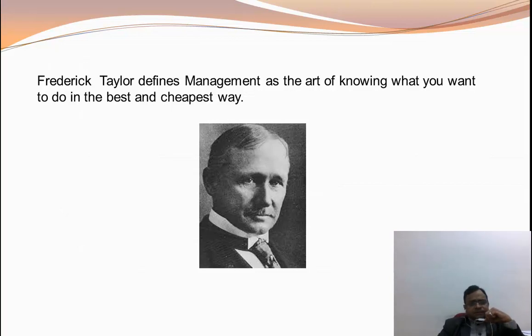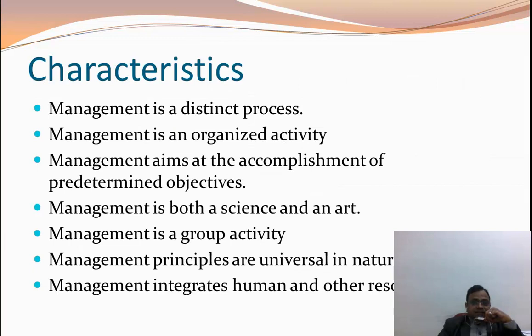Now, the characteristics of management. Management is a distinct process. Management is an organized activity, and a hierarchy is also followed in the management process. Then management aims at the accomplishment of predetermined objectives. If a company is dealing with electrical instruments, their aim is to produce electrical goods and services. So this company cannot produce pharmaceuticals. For an electrical company, the goals and objectives are decided to produce only electrical goods.